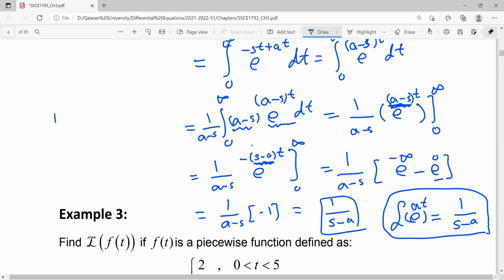Look, here you have 1 over a minus s. If you multiply it by a negative sign, it becomes 1 over s minus a. If you have a negative sign here, we can give it to the denominator, because minus a plus s, so you get s minus a. If you have 2 over 3, we can say it's minus 2 over 3. We also can say it's 2 over minus 3. We give the negative sign to the denominator. That means the Laplace transform of e to the power at is 1 over s minus a.